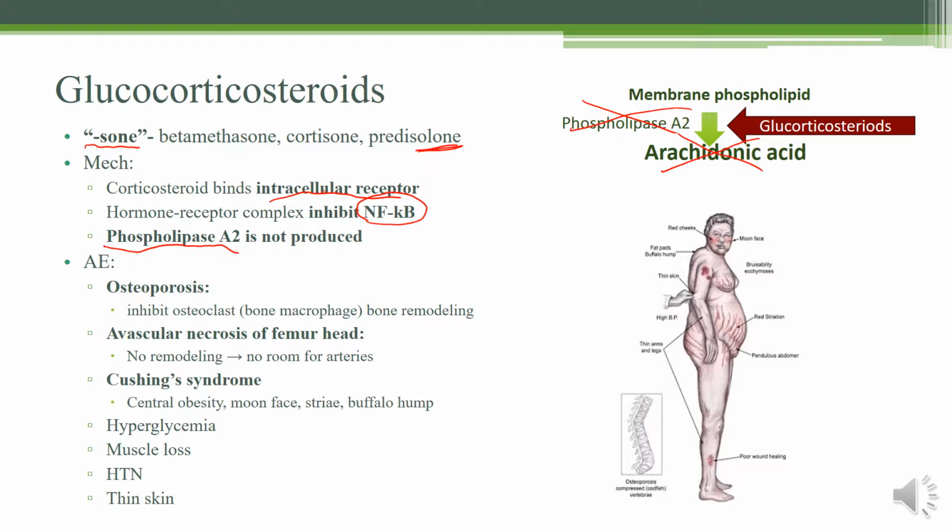Now, with something this powerful, you can expect a lot of adverse effects. More specifically, it's going to cause it in your bones, and it's going to cause it inside of your muscles, and it's going to cause it inside of your skin. So that tends to be the number one reason. But let's go into a little bit more detail about that.